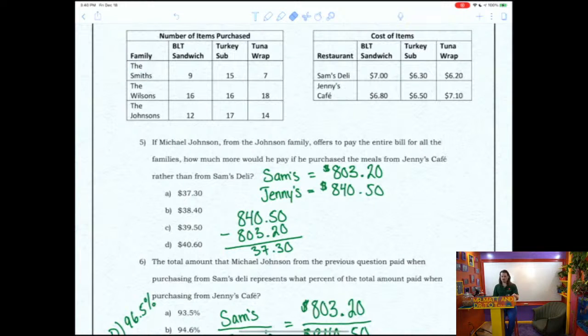Okay, so number 5. If Michael Johnson from the Johnson family offers to pay the entire bill for all the families, how much more would he pay if he purchased the meals from Jenny's Cafe rather than from Sam's Deli? So the same process here, but now we just have a gigantic problem.